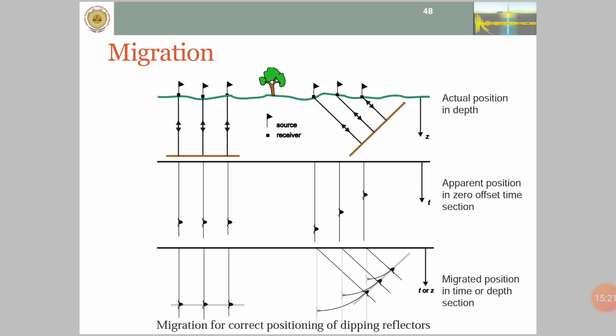Migration is also an important phenomenon in the processing step, and there are various types of migration which are done to the data. Seismic migration is a set of techniques for transforming recorded seismic reflection data into an image of reflecting boundaries in the Earth's interior.